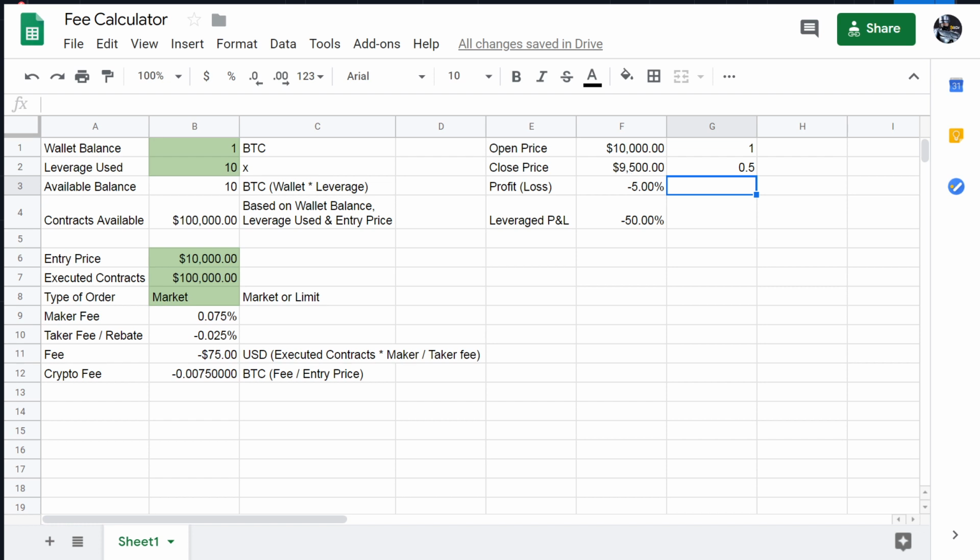All right, that is my thoughts on leverage trading and return on equity and all of that.